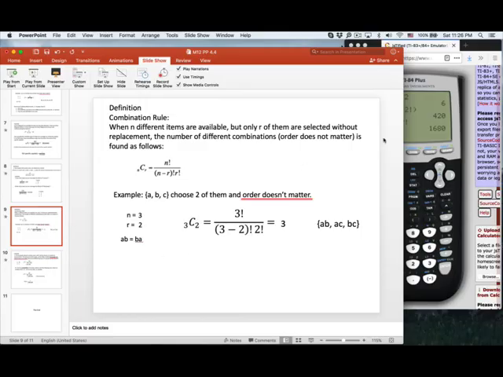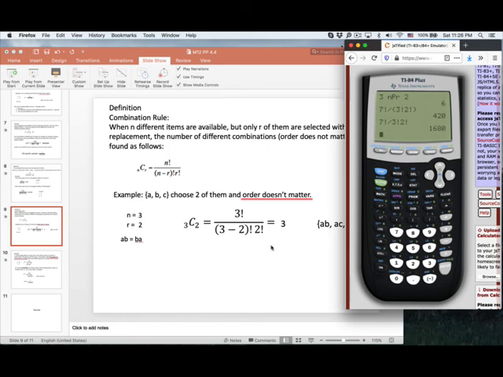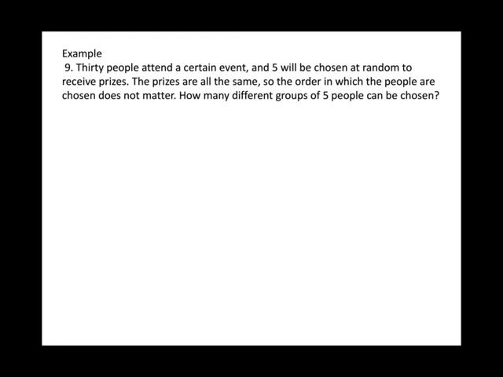Okay, let me show you how to use the calculator. So we have a 3, math, probability. This time we're going to pick NCR for the number 3 here, and then R equal to 2. Enter. So that'll be equal to 3. Okay, try example 9.